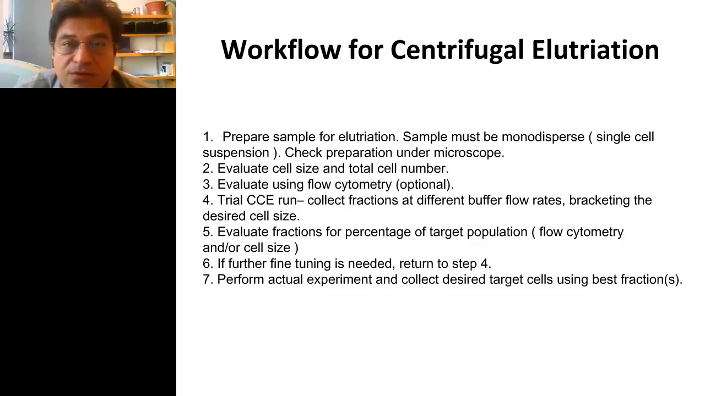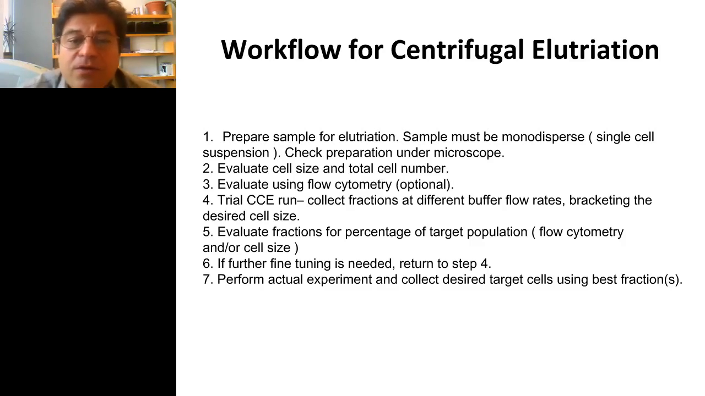But initially, the first run on an elutriator is typically a trial run, so this will be on a fraction of the material, just to make sure that the elutriator settings are working. There is a bit of an art to this, so we need to make sure that everything is behaving properly. So we collect fractions at different buffer flow rates. And remember, the buffer flow rate has the effect of elutriating out larger cells when the flow rate is higher and smaller cells when it's slower. And then step five, we evaluate those fractions. That's typically done using a flow cytometer, or you could do it by measuring cell size to see if we're getting the target population and see how well we're doing.